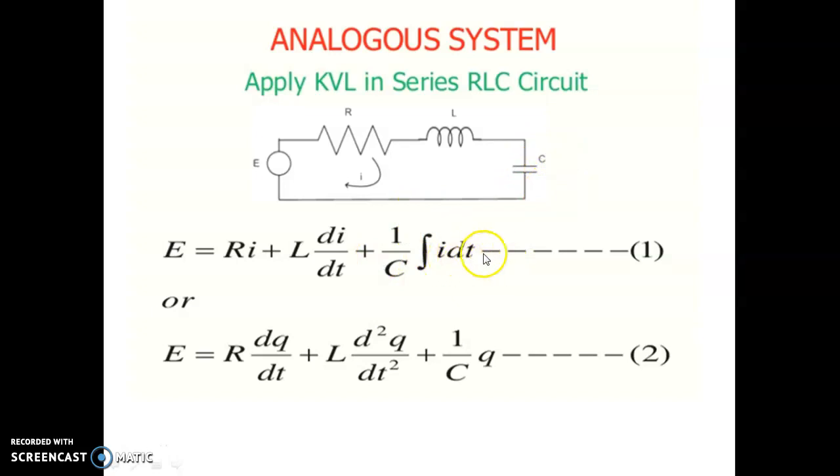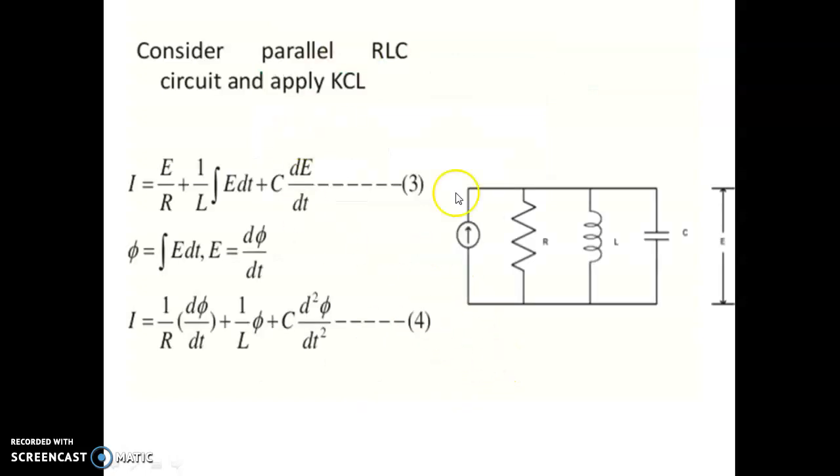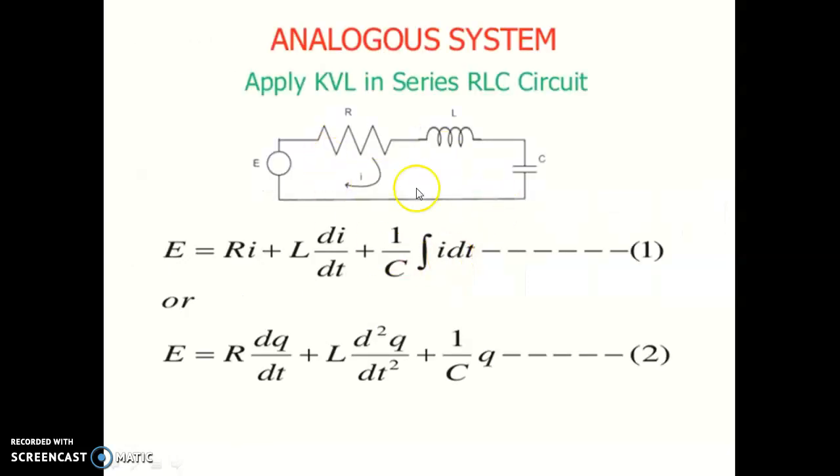When you apply the force voltage analogy, i will be replaced by dq by dt. This you should remember. For the force voltage analogy, i is replaced by dq by dt. So E is equal to R dq by dt plus L d square q by dt square plus 1 by C q. The differentiation and integration get cancelled, only q remains. Okay.